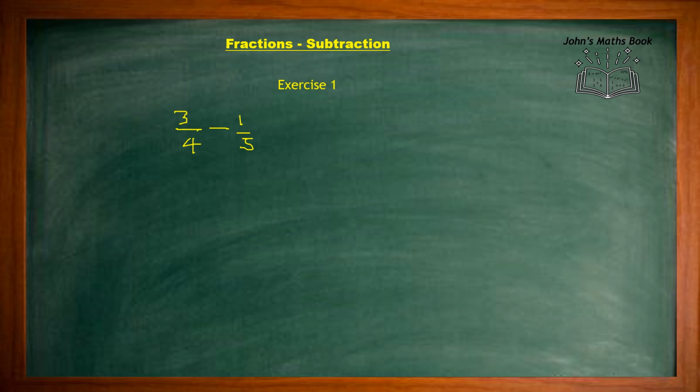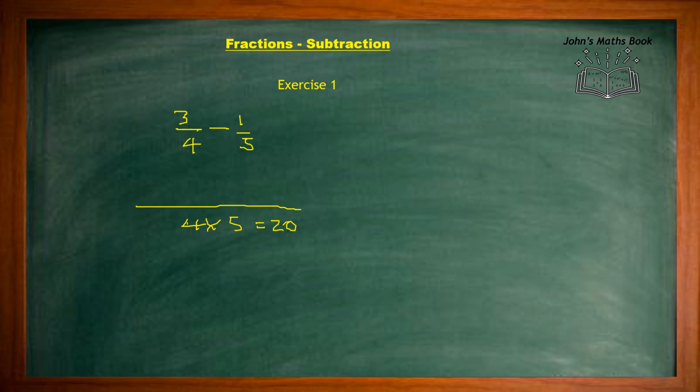So hopefully you've got the correct answer. So first of all, we need to find the common denominator, which in this case is 4 times 5, which equals 20. And then we divide the denominators of each of the fractions into the common denominator and multiply it by the numerator of each of the individual fractions.